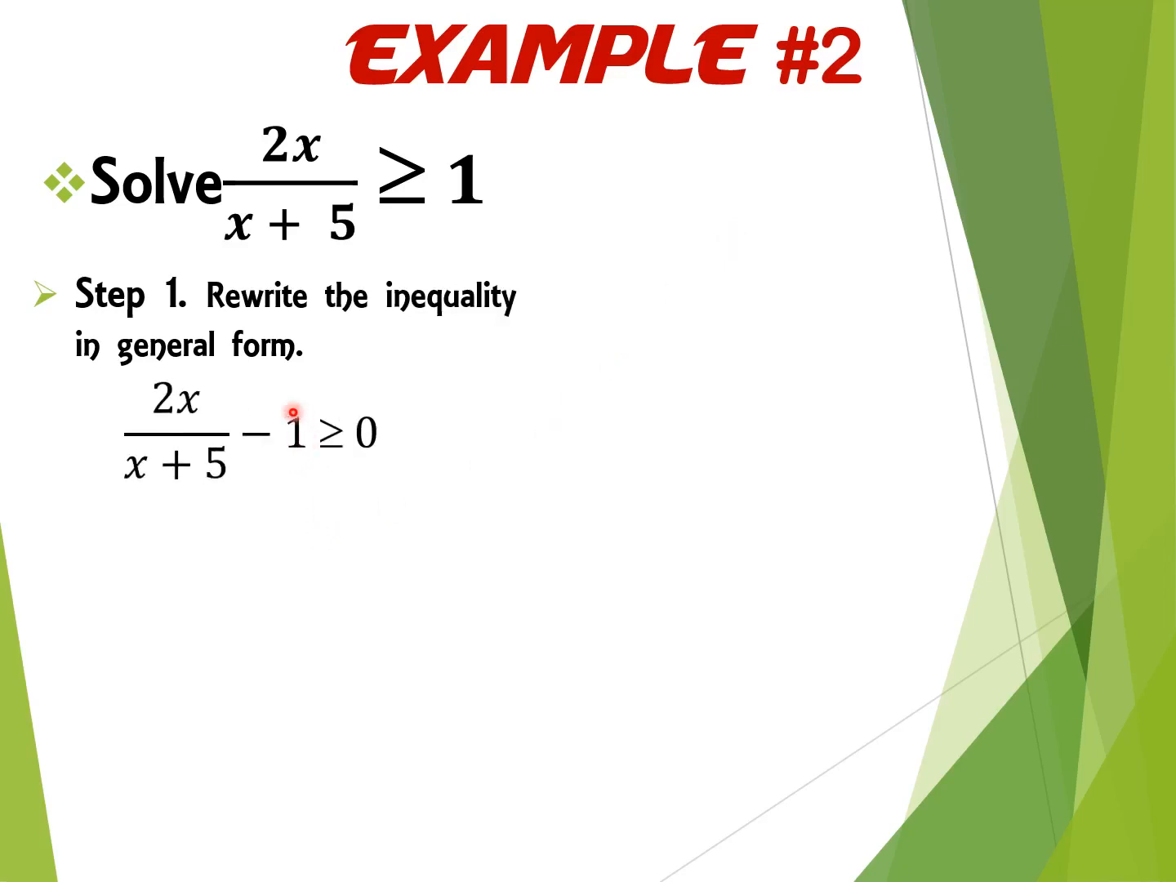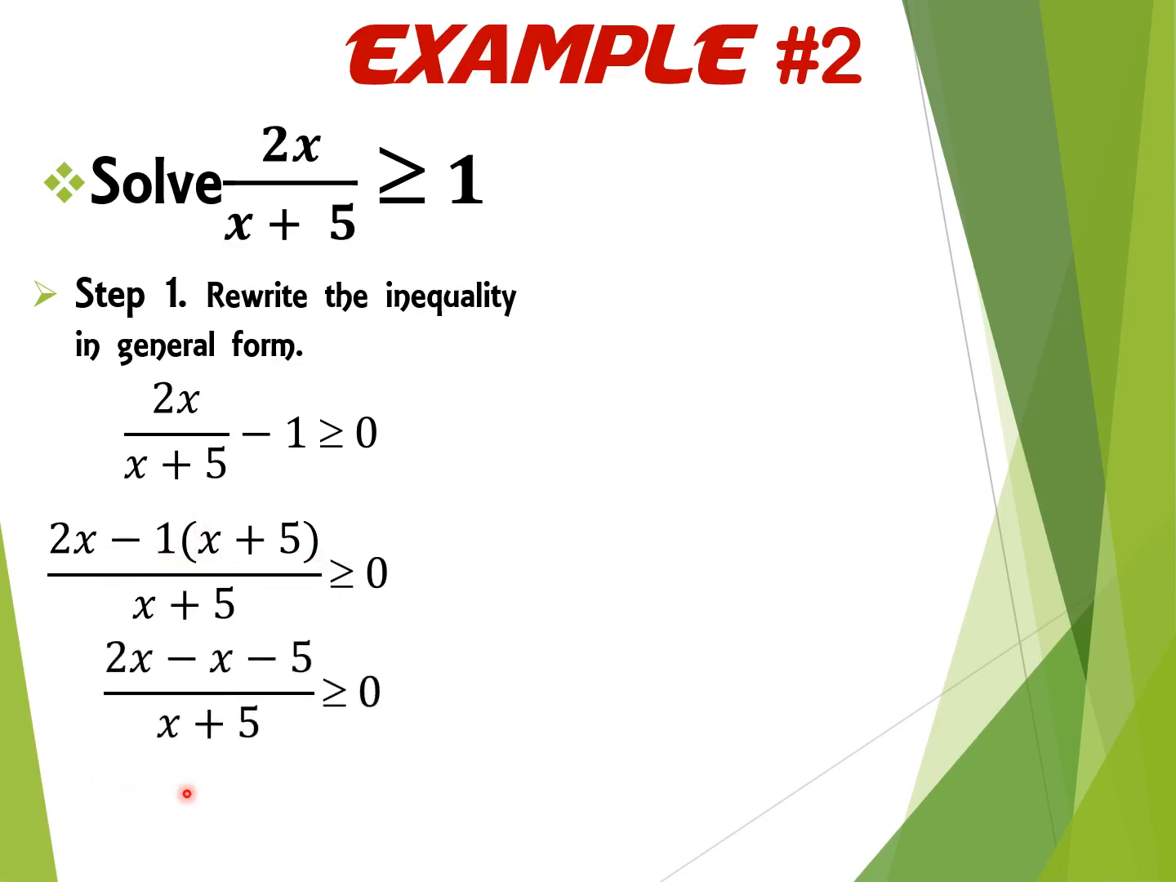But since this is not yet single form, we have to subtract 1 from 2x over x plus 5. So we need to find the LCD for this one. The LCD will be x plus 5 divided by x plus 5, that will give you 1 times 2x. So here you have 2x, and then x plus 5 will be multiplied by negative 1. So we will have negative 1 times the quantity x plus 5. Simplifying this, you will have 2x minus 5 over x plus 5 greater than or equal to 0.